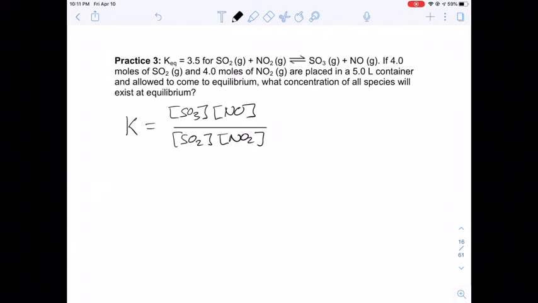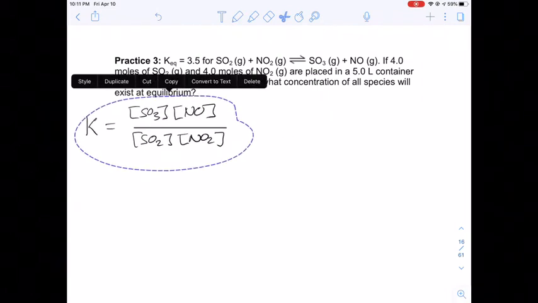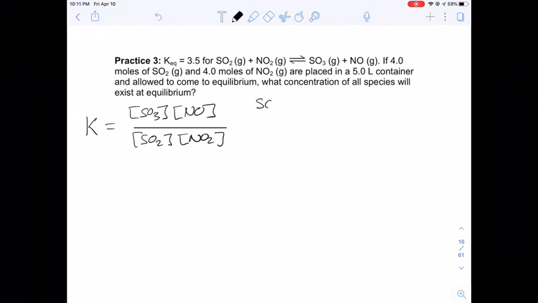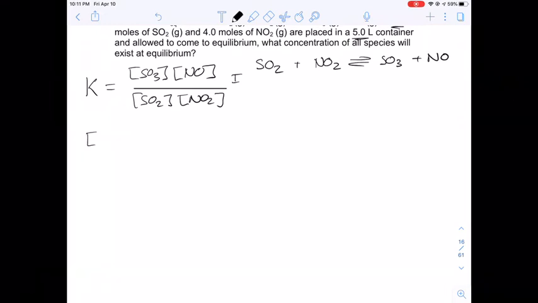So what we're talking about here is we are going to need an ICE table. I always write my equation at the top. SO2 plus NO2 exchanges the oxygen to make SO3 plus NO. And the initial concentration is going to be these 4 moles divided by this 5 liters. So we can do that calculation on the side here. SO3, and we can call this I, is equal to that 4.0 moles divided by the 5.0 liters.